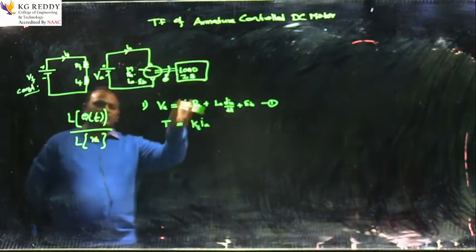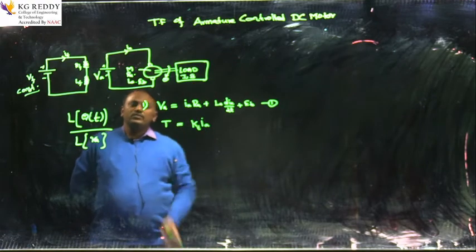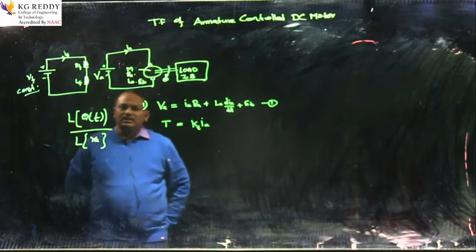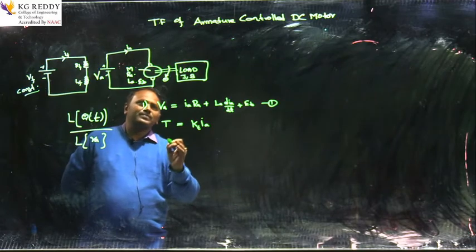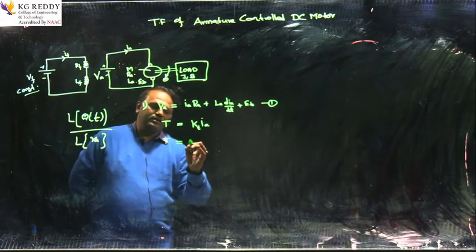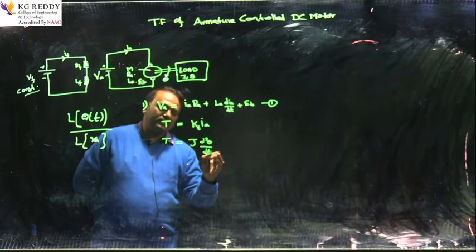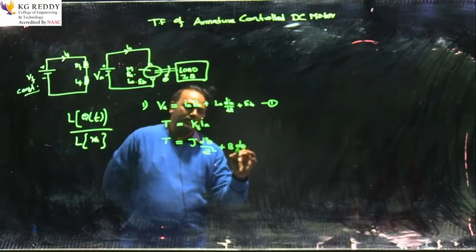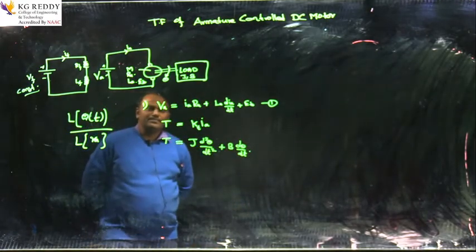Coming to the mechanical side of the system, we have a mechanical load which is indicated by the moment of inertia and the friction. This mechanical load can be characterized as, since we are dealing with a torque rotational system, moment of inertia J d square theta by dt square plus B d theta by dt, because this is a mechanical rotation system.